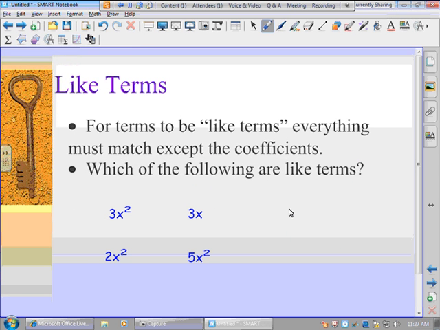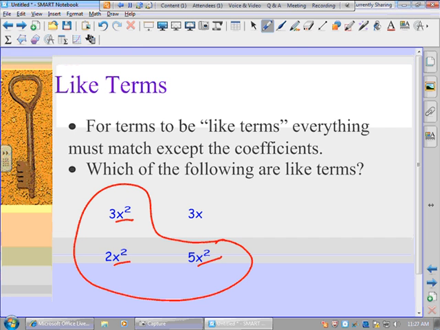Like terms, in a like term, the only thing that can be different is the coefficient. Just the number in the front is the only thing that can be different. So these 3 are like terms because the variable and the exponents match. The only thing that's different is the coefficient.